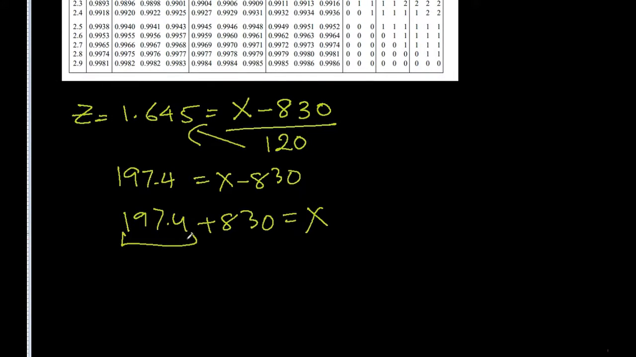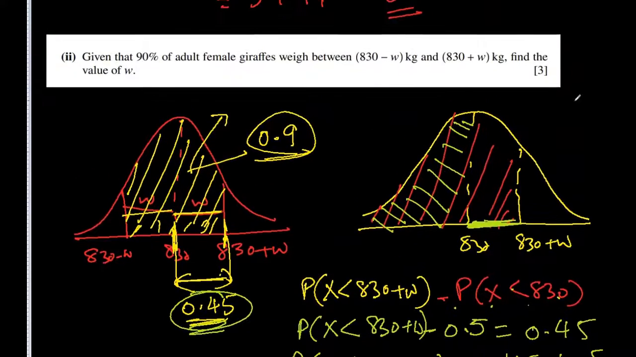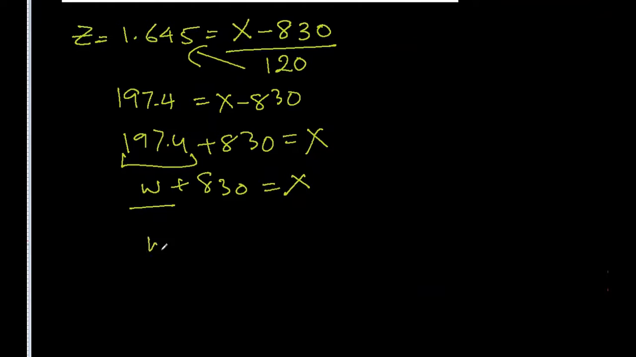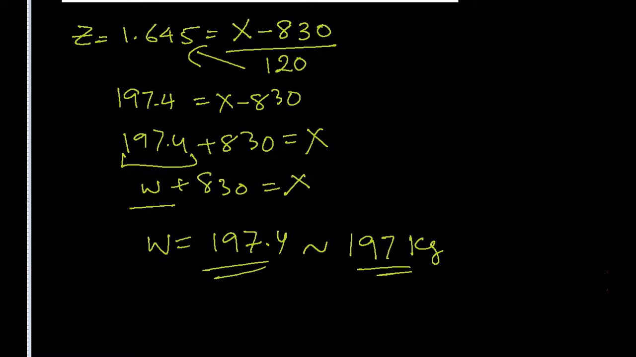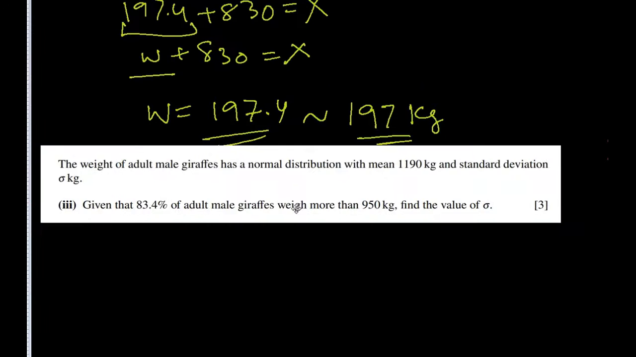So can I write this as W now? W plus 830 equal to x. And when we look at the question, it was 830 plus W. This is what we wanted to find out, 830 plus W. So we got the value of W now. It is 197.4, which can be rounded off to 3 significant figures, 197 kg. Okay, next part of this question is this.